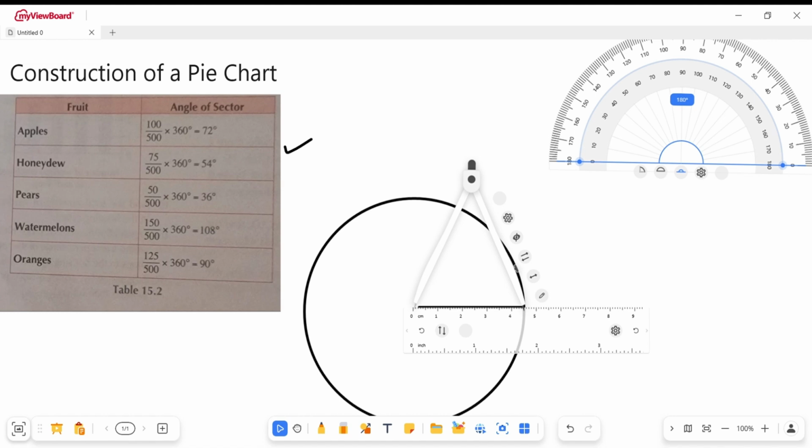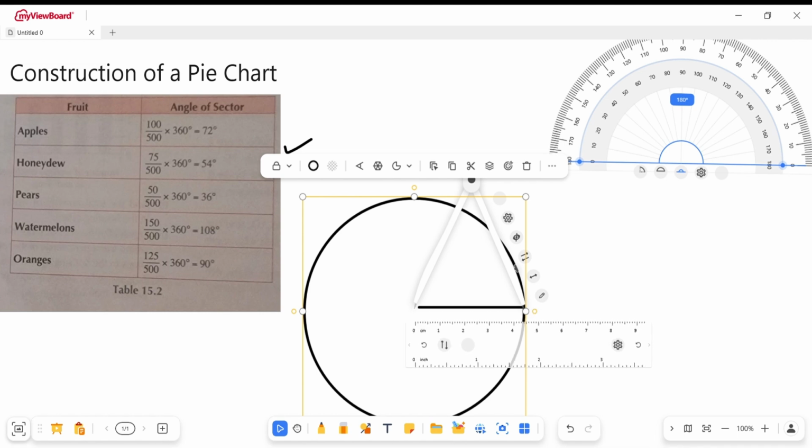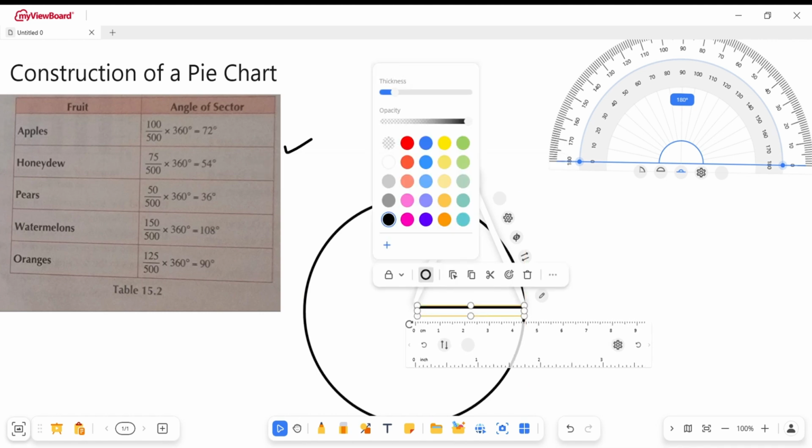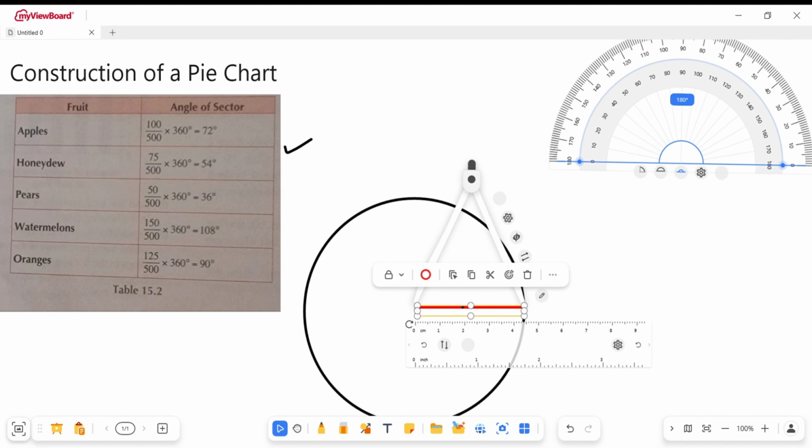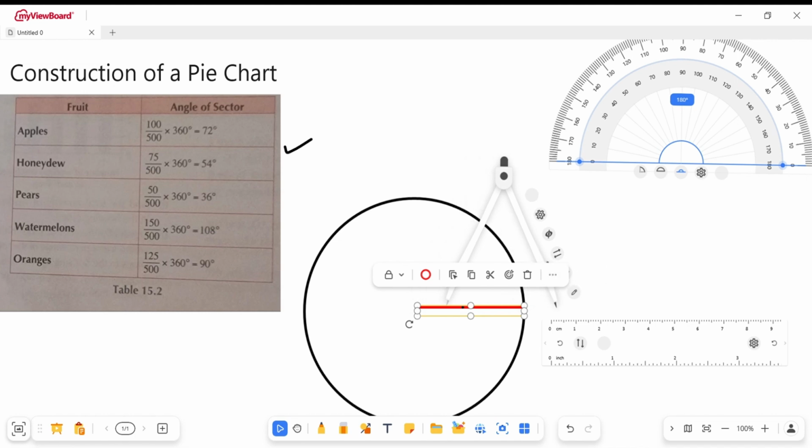Now I'm going to change the color of this line. One minute, I'm going to remove this and change it into a red color. Now this line is basically your baseline. This is the baseline here. Now we don't need a compass.